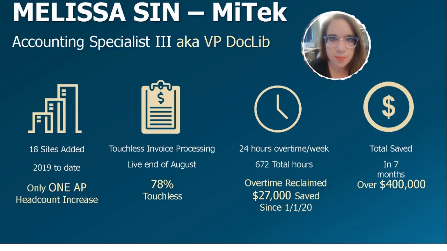So between that and the cost savings of not having to work overtime, which is between $25,000 and $30,000, just in 7 months, saving $400,000 this year. And that's what I think a lot of VPs of finance, presidents, they want to see, that bottom line. And I can show them that this $400,000 way offsets the cost of purchasing an automated AP system like DocLib.